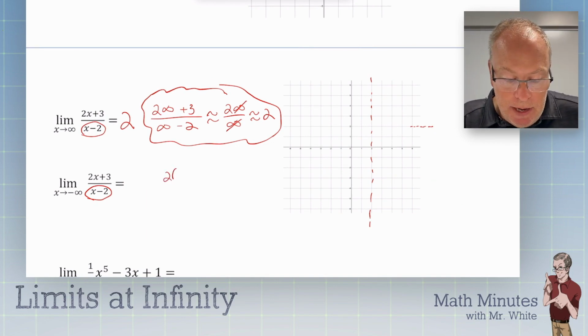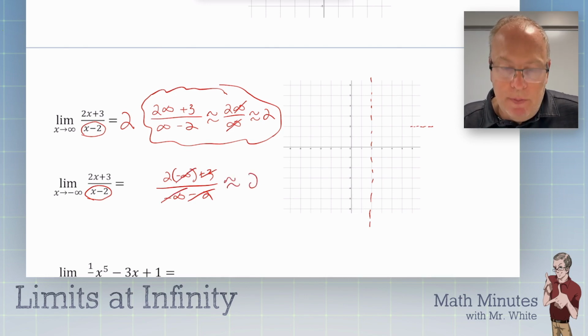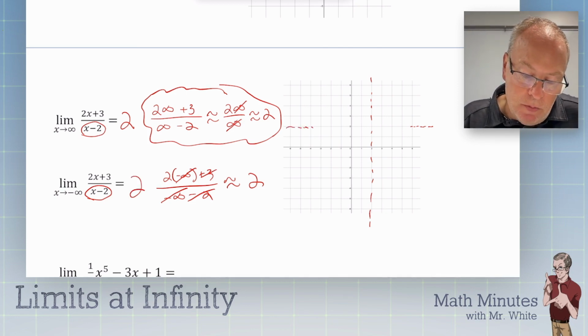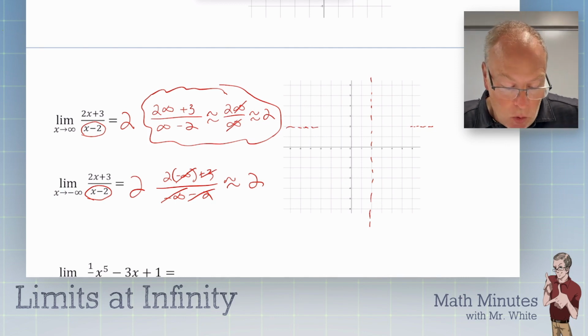What if we plug in negative infinity? Does that change anything? It doesn't always change. Sometimes it does, sometimes it doesn't. Does that change anything here? Well, we already said the 3 and the 2 don't matter, and the negative infinity would cancel the negative infinity, so we are still basically 2. So on the left side of this, we would also be getting really close to the number 2, so that's going to be a horizontal asymptote.